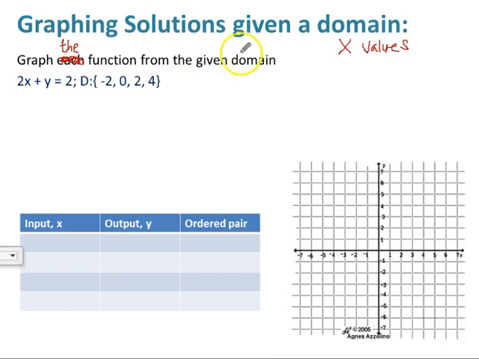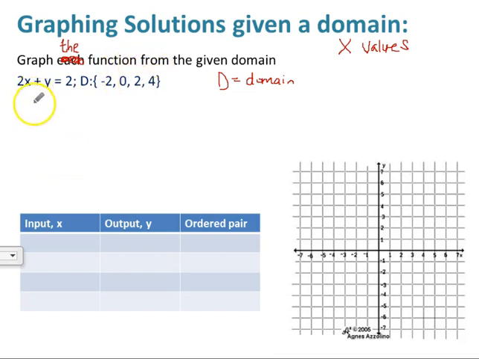Graph the function from the given domain. Okay, so here is our function right here: 2x plus y equals 2. And we want to graph it for the domain of, here's our possible x values. The D represents our domain. And remember, our domain is our possible x values. So really what this is saying is find the outputs when you have x equals -2, x equals 0, x equals 2, and x equals 4.